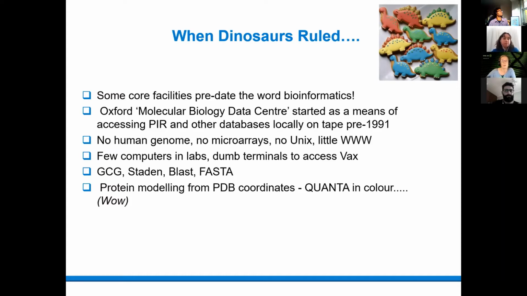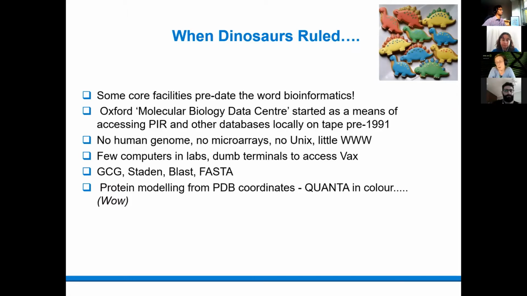So to start with, some bioinformatics core facilities actually predate the regular use of the word bioinformatics. Some of them started out a very long time ago. As an example, in Oxford, UK, there was a molecular biology data centre which started as a means of sharing protein data from the PIR database, if some of you remember that, by being able to run local copies on tape.